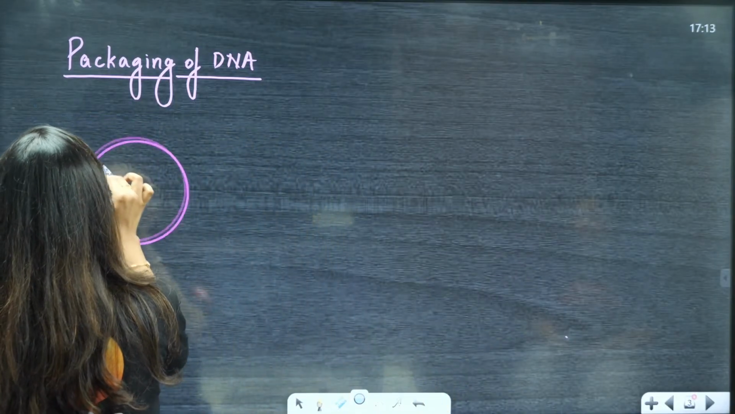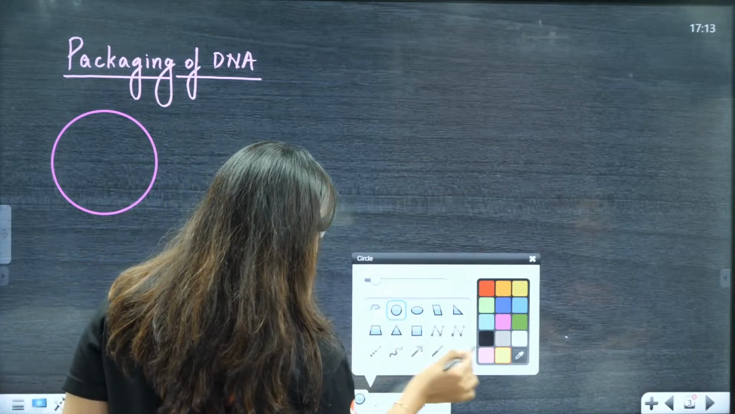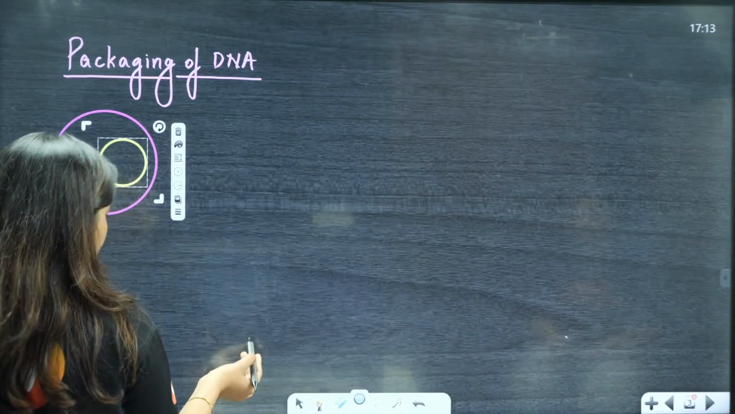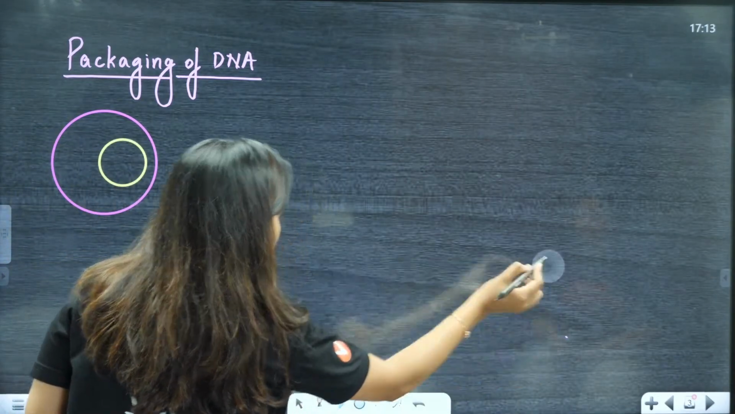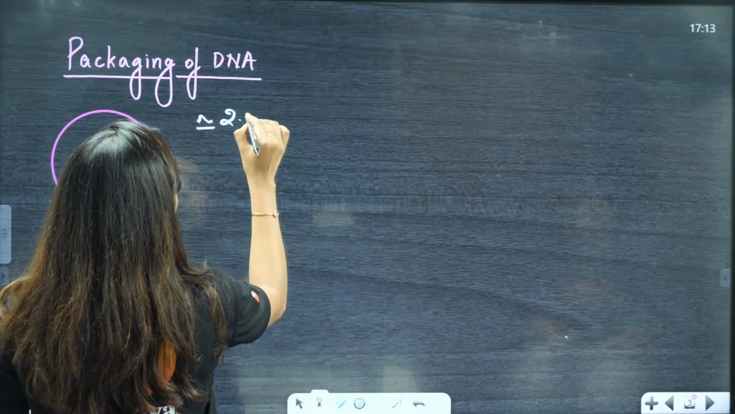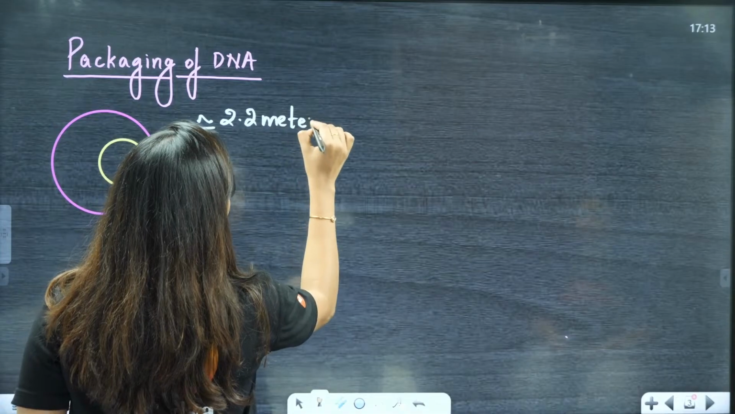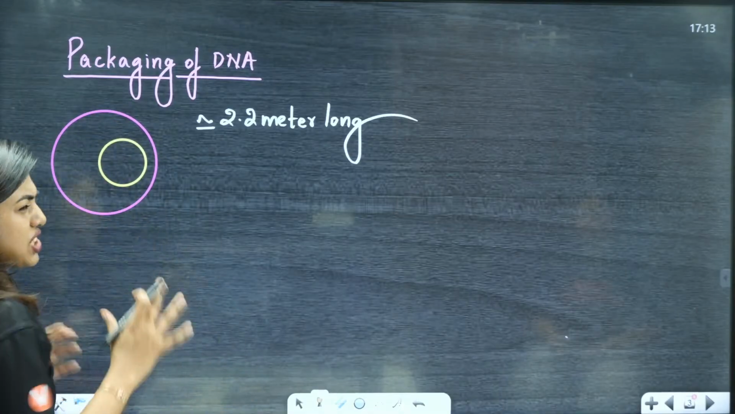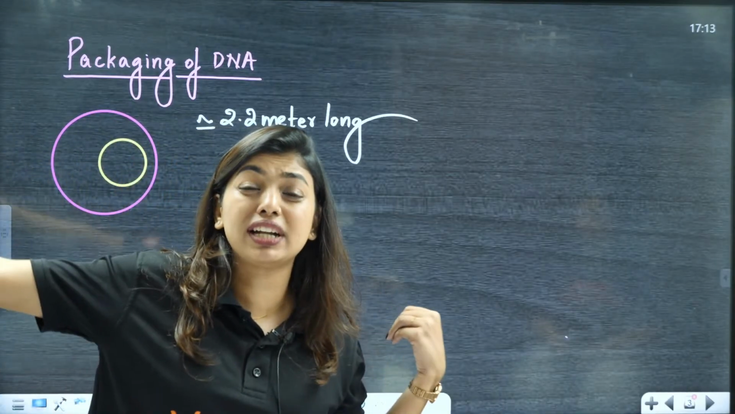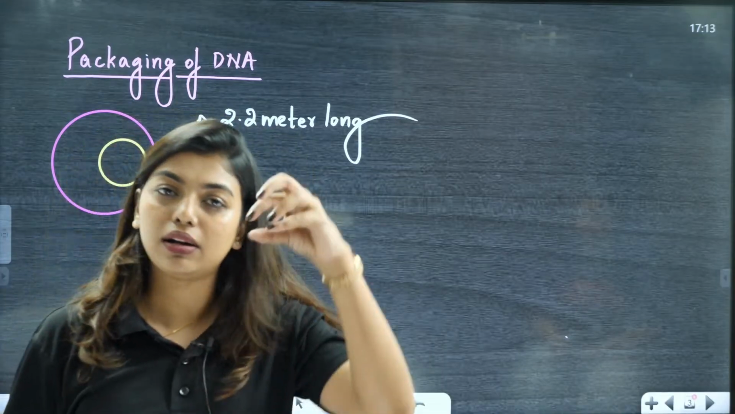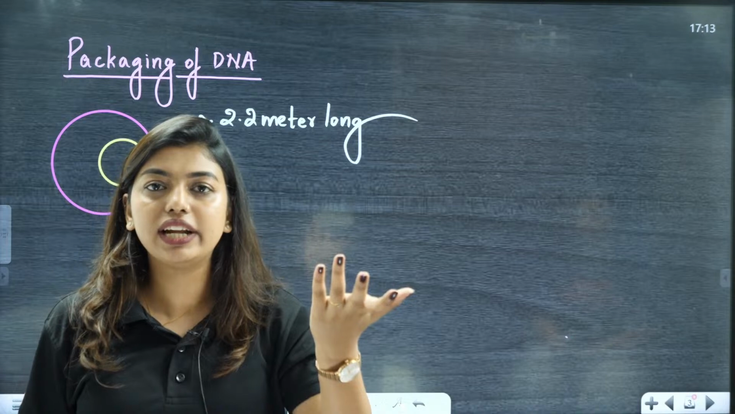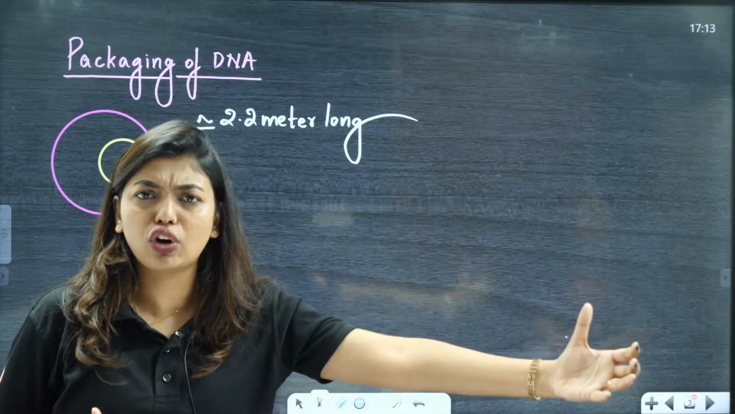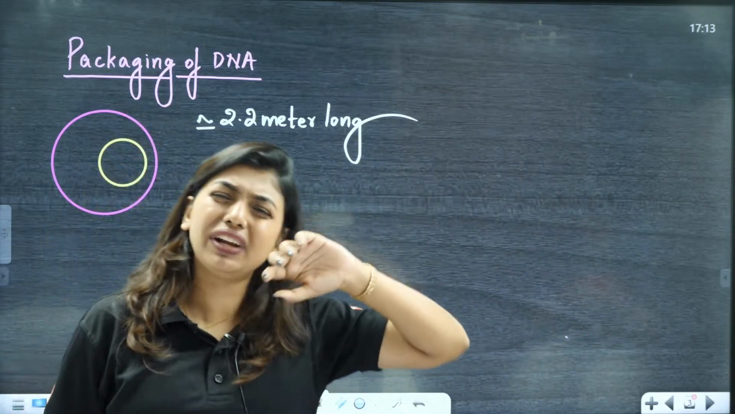To this small circle I am asking you to put approximately 2.2 meter long DNA into this nucleus. You will be like, ma'am, what are you saying, how do we insert such a long thread into such a small circle? You will be thinking, what is this lady telling? Just like you thought, other scientists, botanists, zoologists also thought, wait, it is not possible.